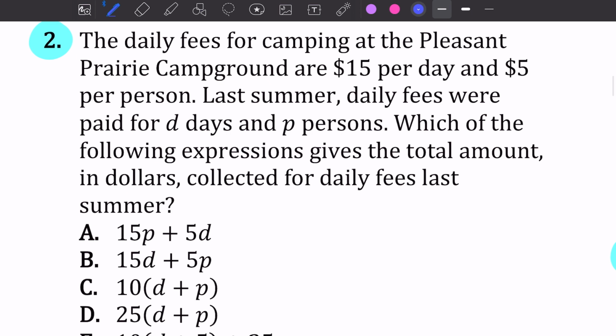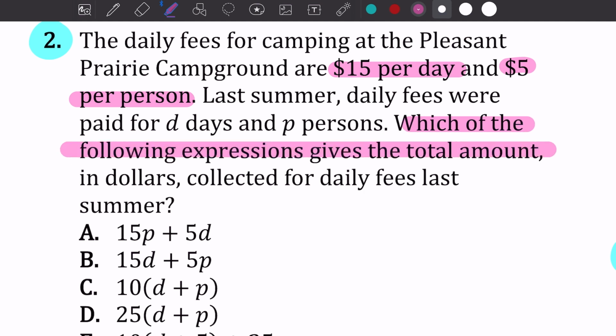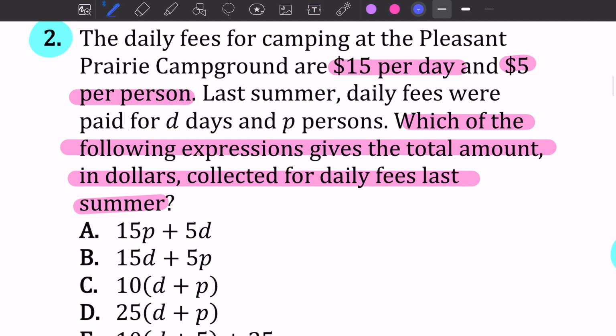This is a practice problem where the word problem is unnecessarily wordy, but all you need out of it is 15 per day, 5 per person, and then what it wants, which is usually the last sentence of every question. So I highlighted the whole thing just to be able to look at it. But it also gave you the variable in between. So using that, I did 15 per day and then 5 per person. And that answers B.